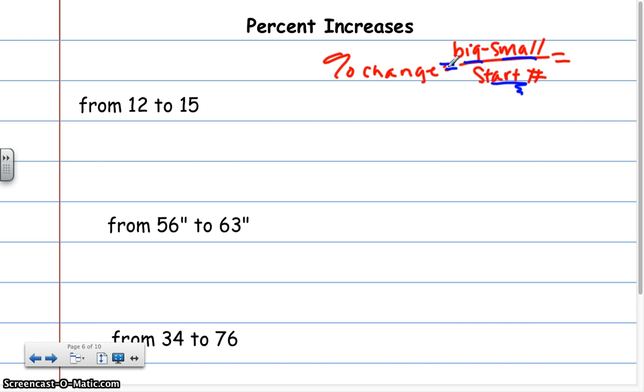If I want to know my percent of change from 12 to 15, I'm going to do my big number first. Which one's bigger, 15 or 12? 15. Take away my small, all over my start number. What's my starting number? 12, right? Because it says from 12 to 15. So this is our start. It's like when you go from home to school. You start at home, okay? Or from school to home. You're starting at school, going home. Okay, so anyways, this should be 12. What's 15 minus 12? 3. 3 over 12, which is 1/4.